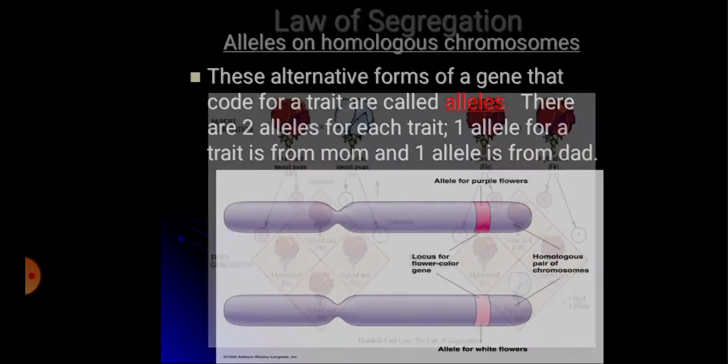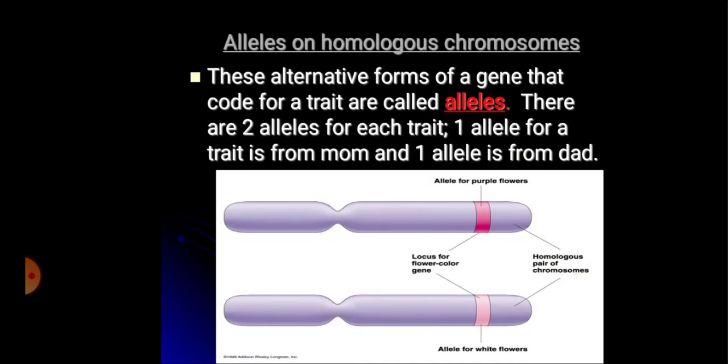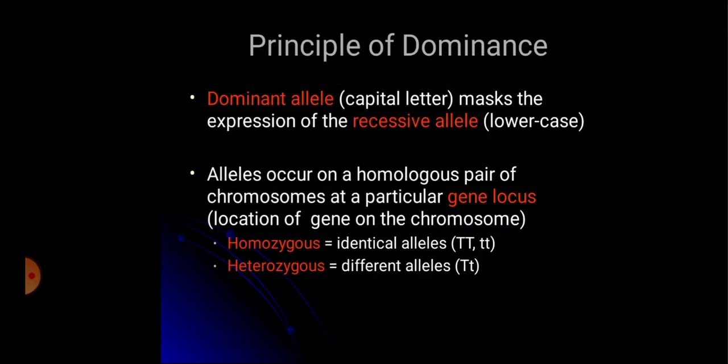Let's go to alleles on homologous chromosomes. These alternative forms of a gene that code for a trait are called alleles. There are 2 alleles for each trait. One allele for a trait is from mom and one allele is from dad. And the principle of dominance, dominant allele, it is a capital letter.